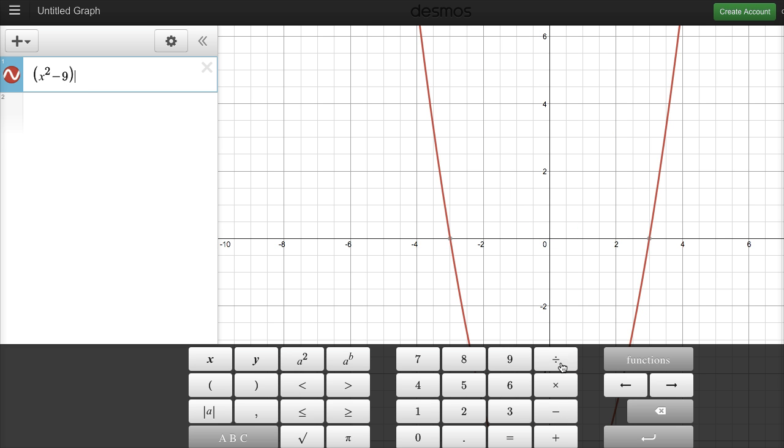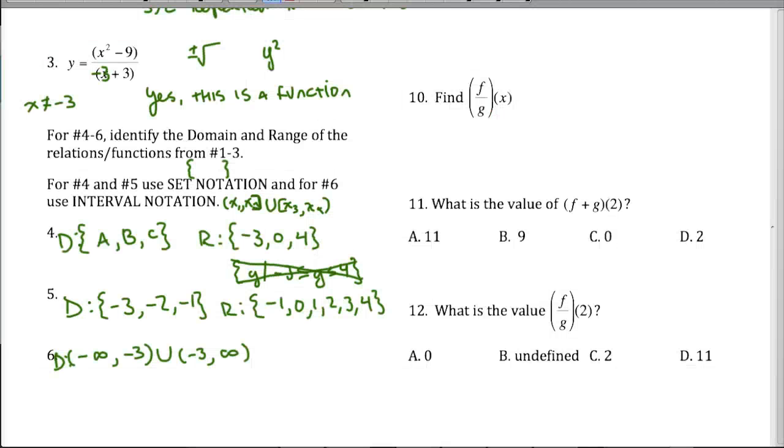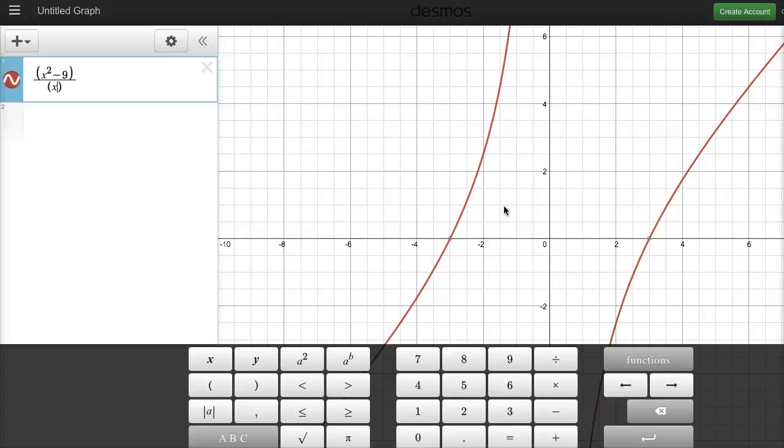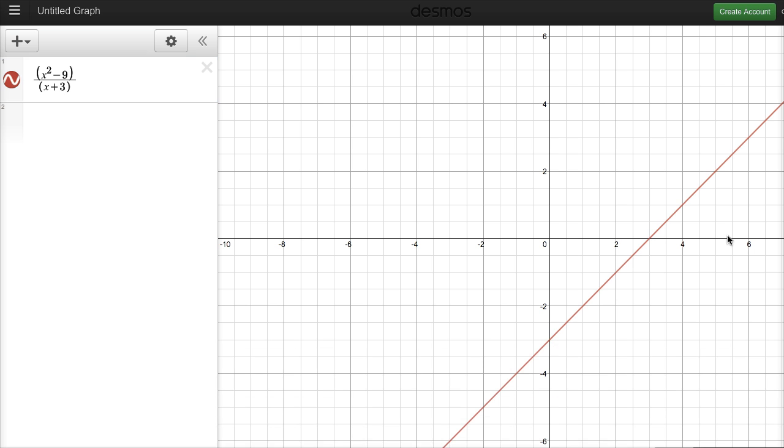divided by, and we could put x, was it x minus 9 or plus 9? Let's double check real quick. Where is that notebook? There we go. It was -9 then over x plus 3, okay? So I'm going to put in x plus 3. Okay, so now let's look at this graph.